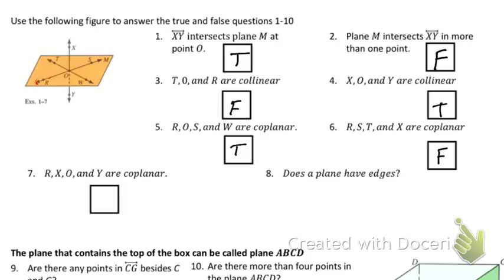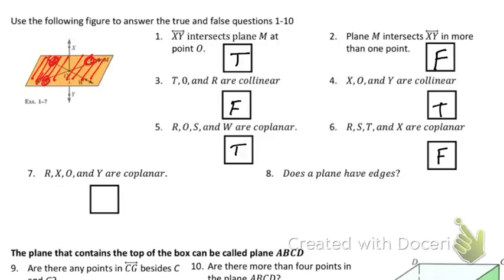So RST, I'm going to kind of picture that plane is here, right? Because that's R, S, and T, because S is here, R is here, T is here. Now I'm going to find X. Well, X can't be on that plane. That plane's way down here. Yeah. So it's false.